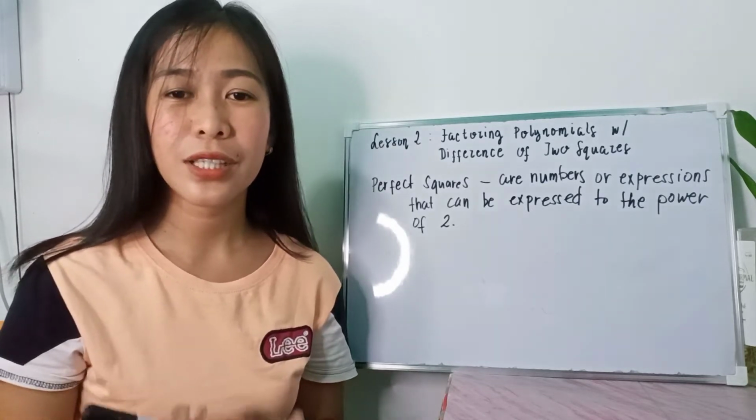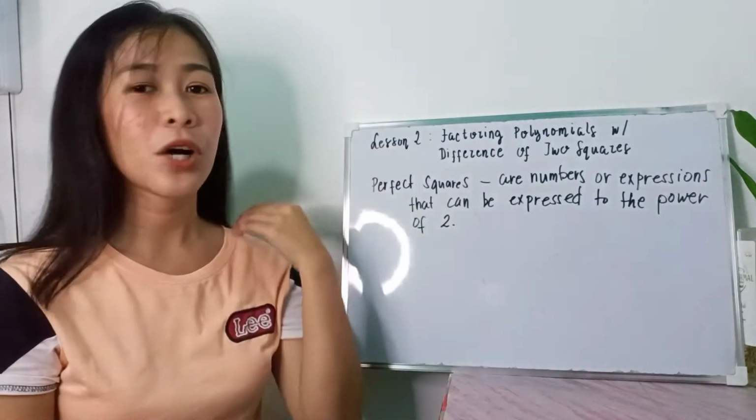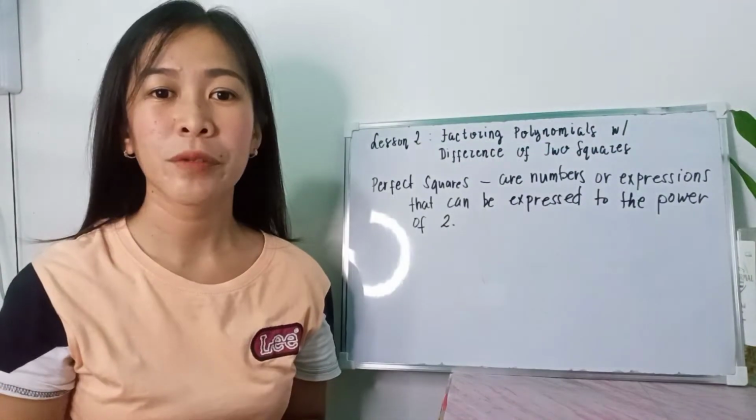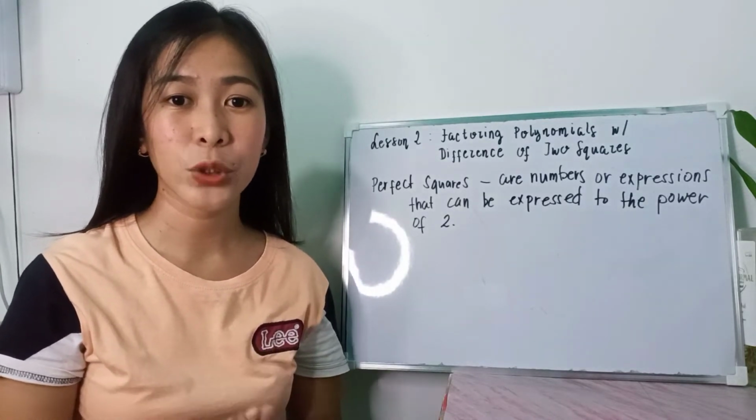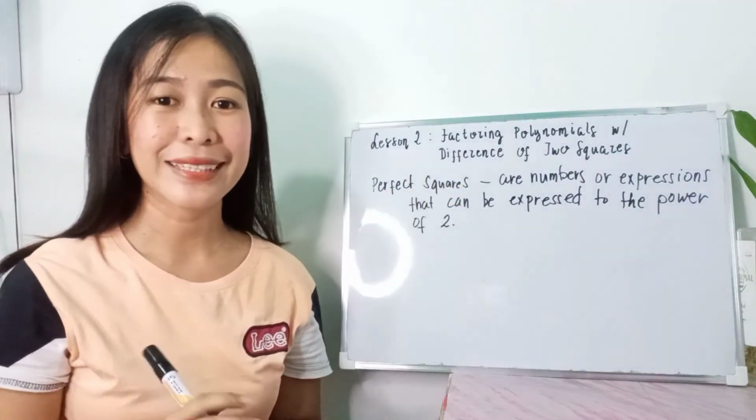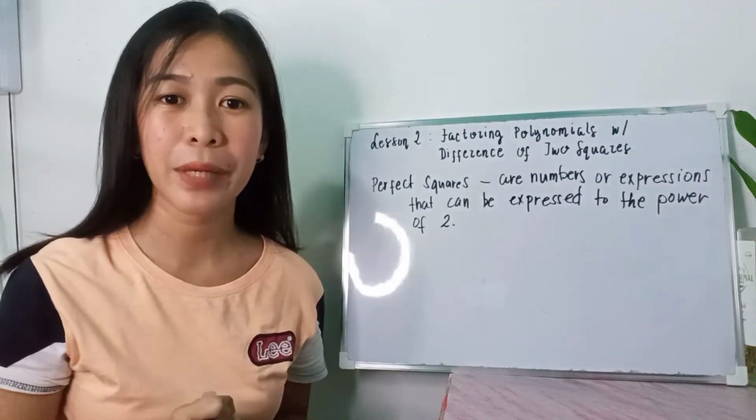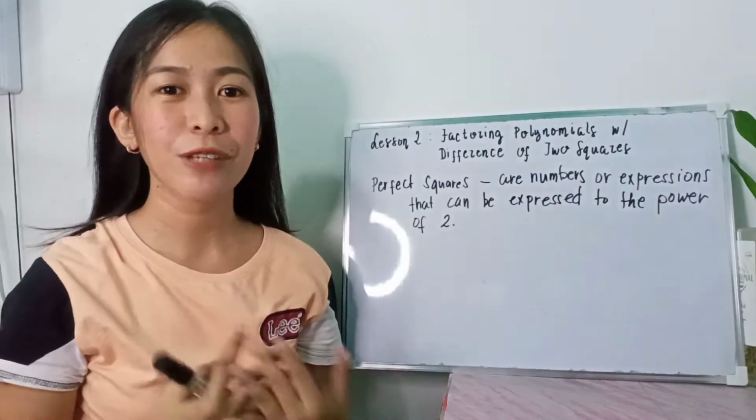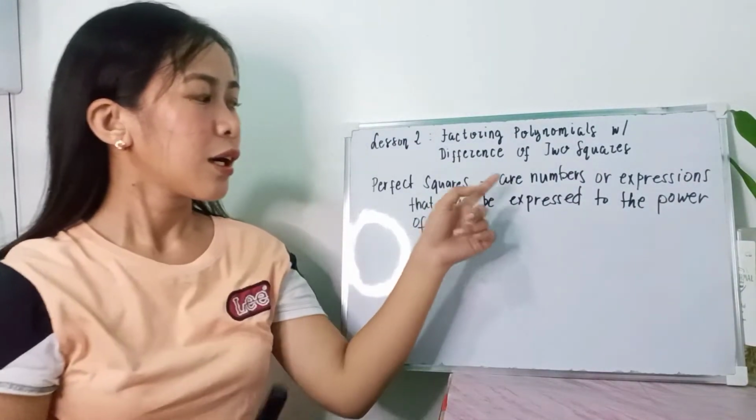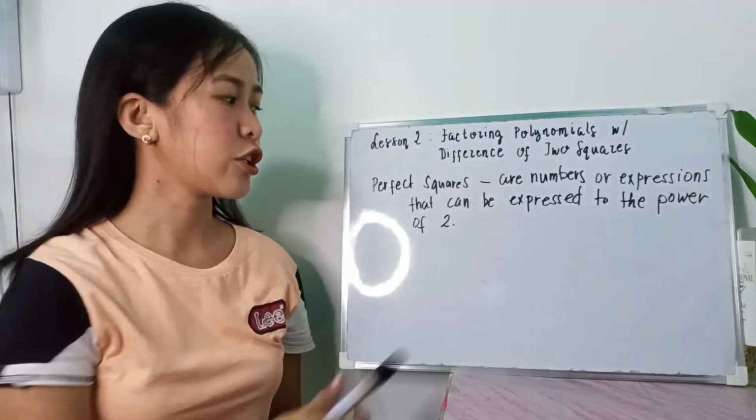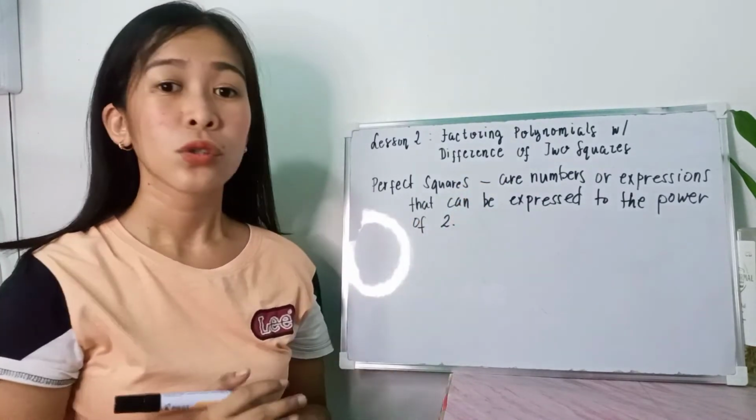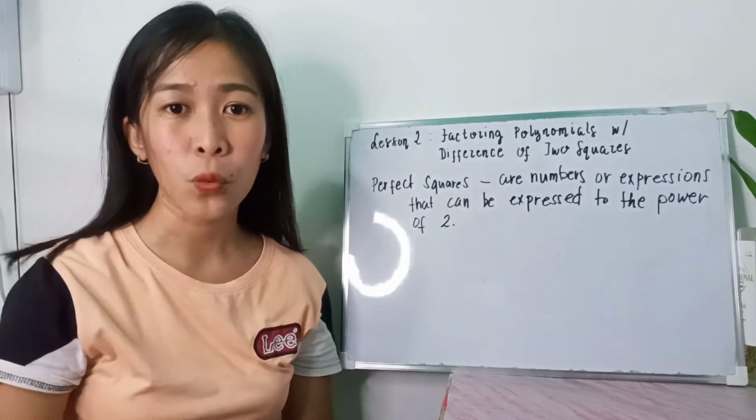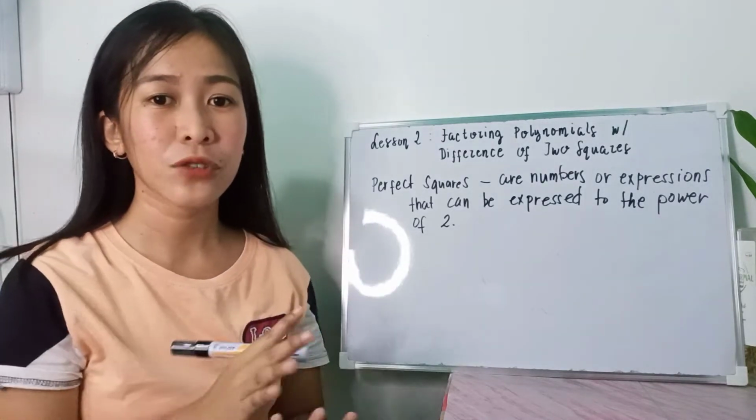Okay, so for this lesson, it's all about factoring polynomials with difference of two squares. Before we proceed to the factoring of polynomials with difference of two squares, kailangan alam muna natin ano ba ang sinasabing perfect squares. Sana all perfect. Okay, so when we say perfect squares, these are numbers or expressions that can be expressed to the power of 2. Ibig sabihin, it has something to do with the exponent of 2. When we say power of 2, meaning to say exponent.